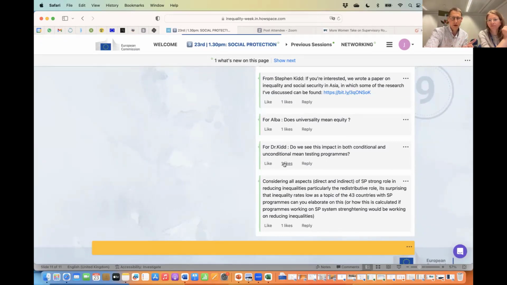So you can see, for Stephen: do we see this impact in both conditional and unconditional means testing programs? I guess I need to read all of the questions together: considering all aspects of social protection, its strong role in reducing inequalities, particularly the redistributive role, it's surprising that inequality ranks low as a topic of the 43 countries with SP programs. Can you? Oh, okay, Jerome, I think this is more to you. Sorry, I'm mixing questions. Should I take that if we're really going from the bottom up? Okay, and then we'll let our colleagues read the questions coming to them.